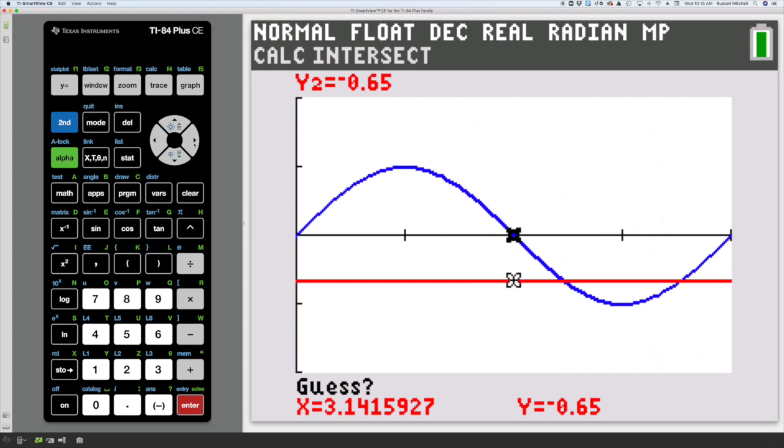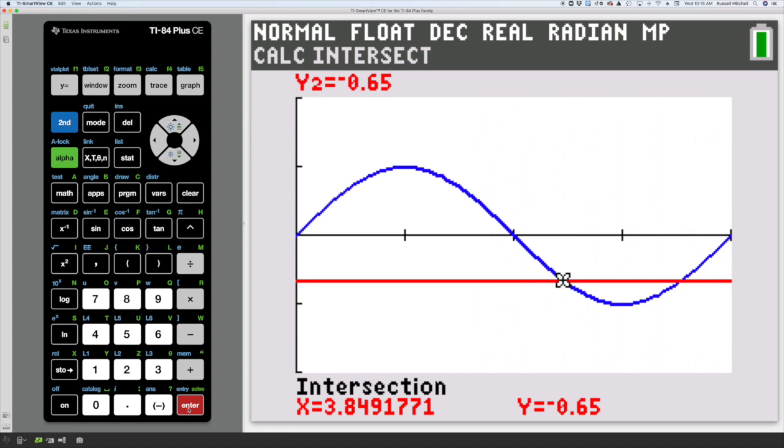Okay, so you just need to be close to the one you want to find. So I want to find this one on the left side first, okay? And you just want to be close. Whichever one you're closest to on this, it's going to give it to you. So if I was closer to this one, it's going to give me this one. And because I'm closer to this one on the left, it's going to give me this one, okay? And press enter. And there it is.